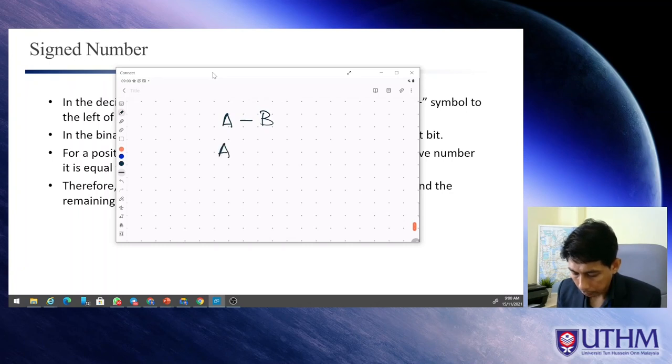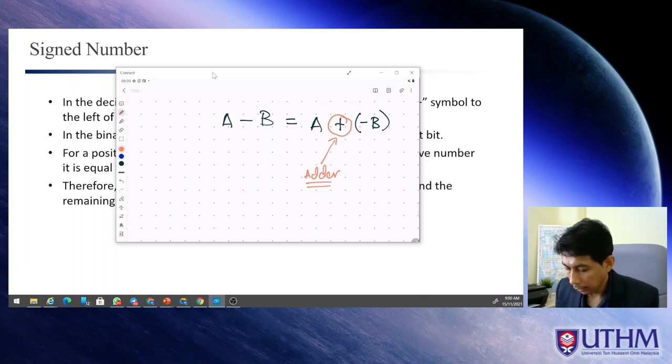Actually, what we can do is we can use adder and plus to the negative number. This should be equal, or should be the same thing. So here we can see that we can still use the adder to do subtraction. Now the problem is, how to represent a negative number in binary system? How to do that?